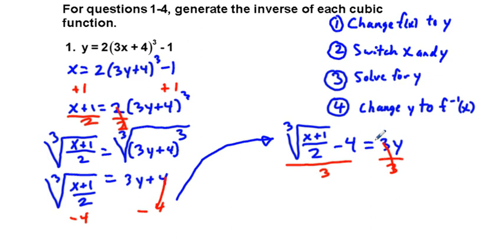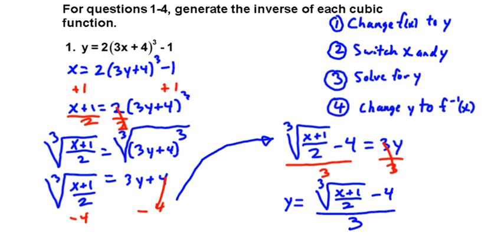So 3 over 3 cancel. And I'm going to do a final rewrite here. Y, I'm putting y on the left side now, equals, okay, the cube root of x plus 1 over 2. And then outside the radical, I'm going to put minus 4. And then divided by 3.